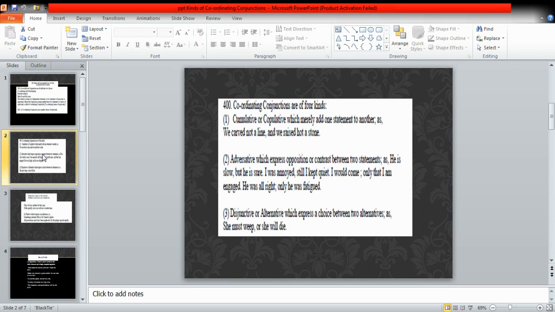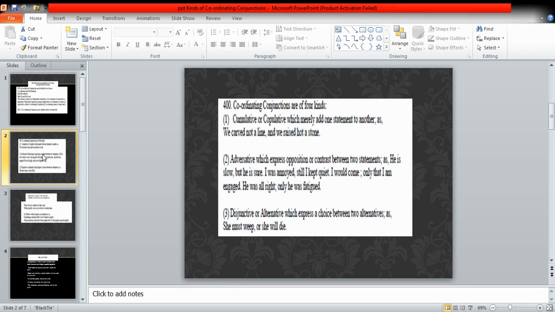Then we come to the next kind, that is adversative conjunction. Again, this is the second kind of coordinating conjunction, which is called adversative conjunction, which expresses opposition or contrast between two statements. Whenever you see that in a sentence you have two contrasting statements, statements which are opposite in meaning to each other, it means that two contrary or contrasting statements are there in a sentence. So the conjunction which would be joining two contrary or contrasting statements will be called an adversative conjunction.